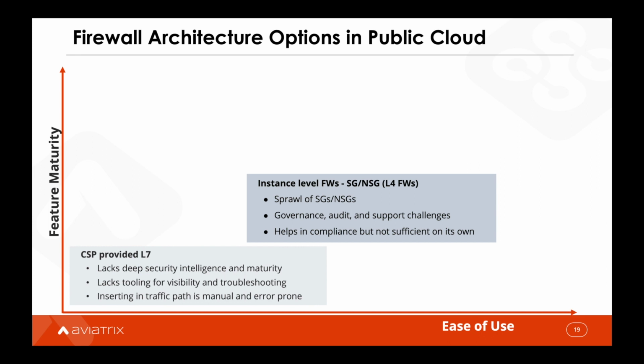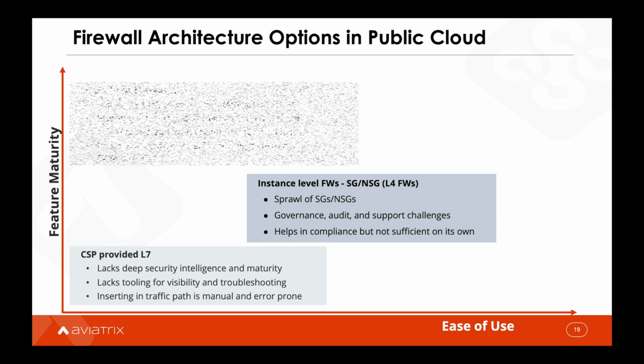Recently, CSPs have started productizing Layer 7 firewalls. However, they tend to lack deep security intelligence and maturity. They don't provide adequate visibility and troubleshooting tools. And they're difficult to insert in the traffic path because it is a manual process which incurs errors.